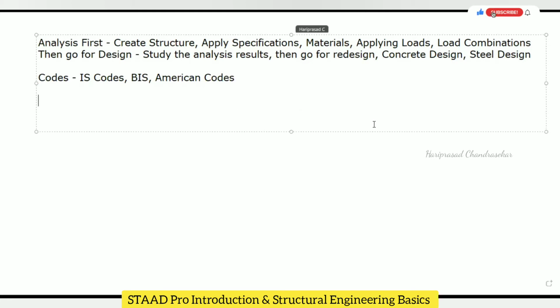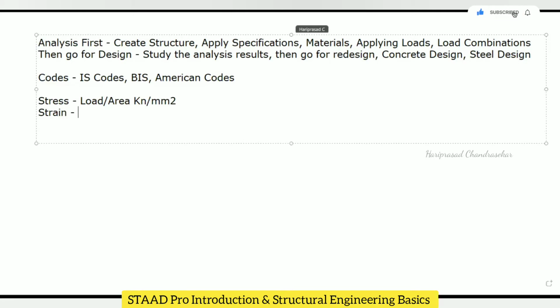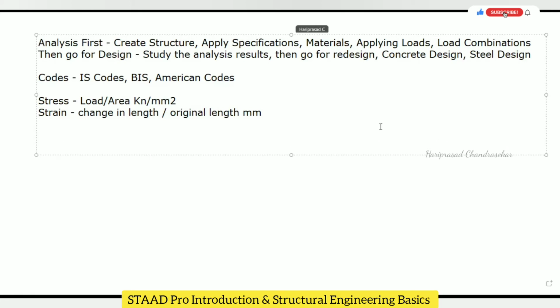Okay, so what mainly will we concentrate on? We will concentrate on stress. What do you mean by stress? Do you remember? Load by area. That's why we have kilonewton per meter square. And then strain. Strain is the change in length divided by the original length, so it will be in millimeter. So these are some terminologies you must remember.